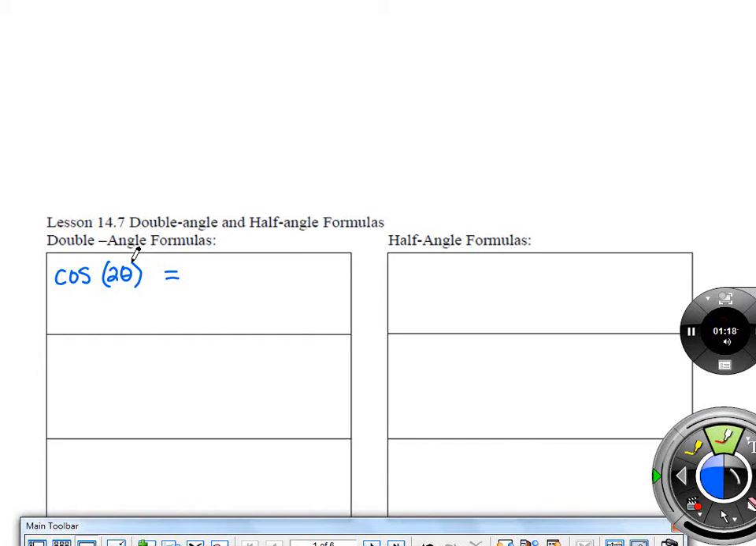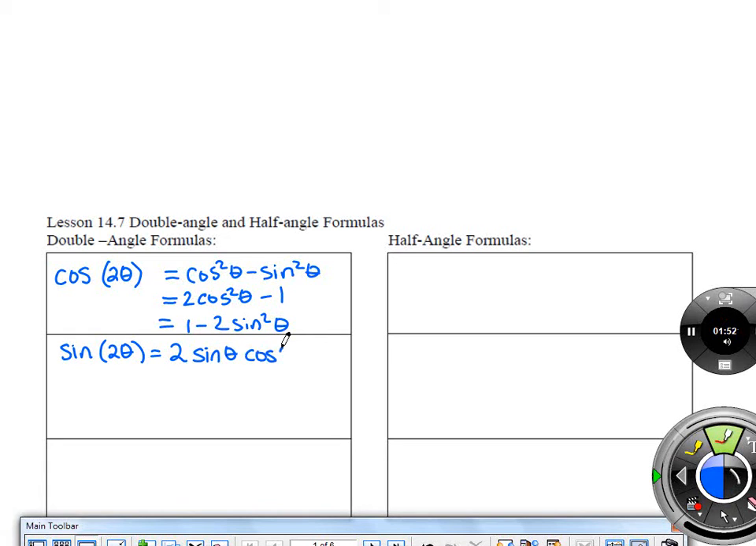Now, the cosine of 2 theta is equal to cosine squared theta minus sine squared theta. Don't confuse that with your Pythagorean identity. But if we use the Pythagorean identity for substitution, cosine squared theta minus sine squared theta can turn into 2 cosine squared theta minus 1, or 1 minus 2 sine squared theta, and we will see how to do that in a little bit. The sine of 2 theta is equal to 2 times sine theta times cosine theta. And the tangent of 2 theta is equal to 2 tangent theta over 1 minus tangent squared theta.